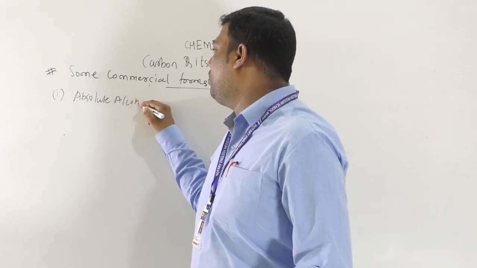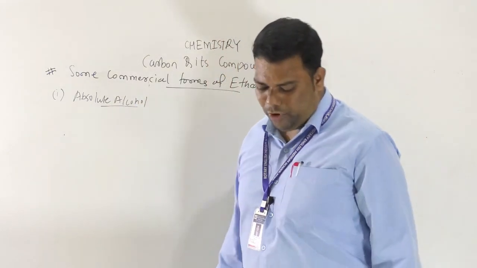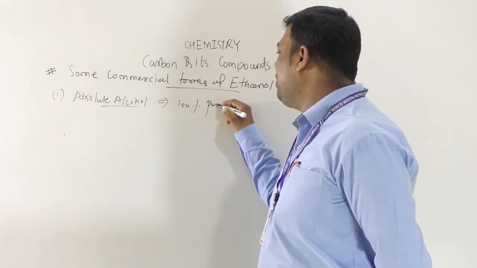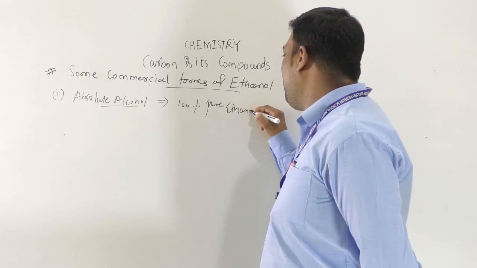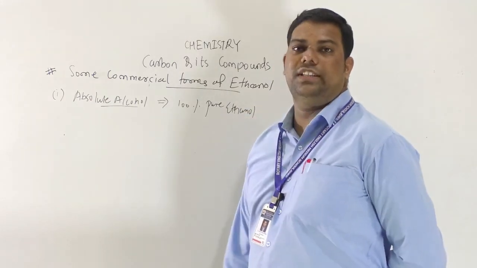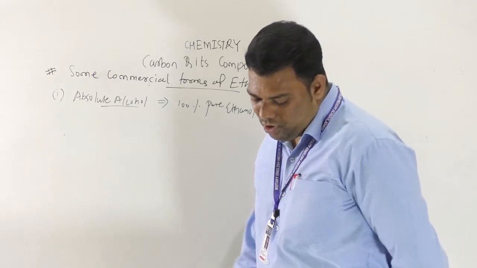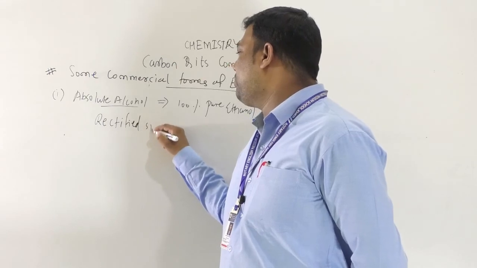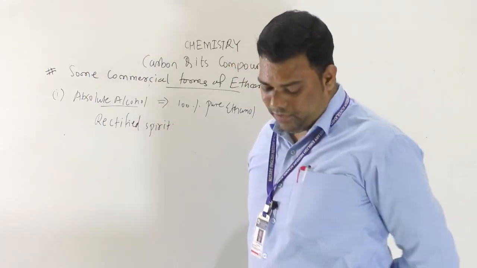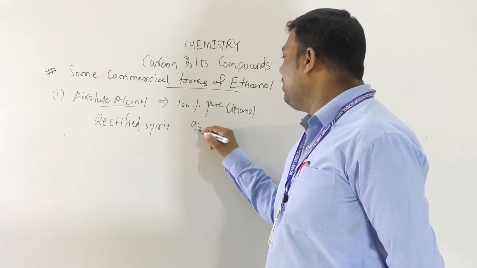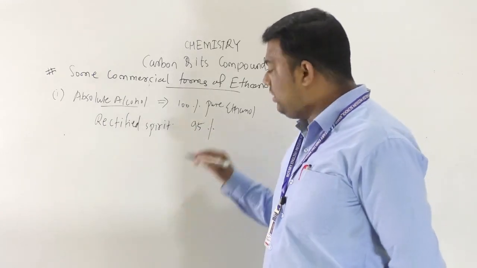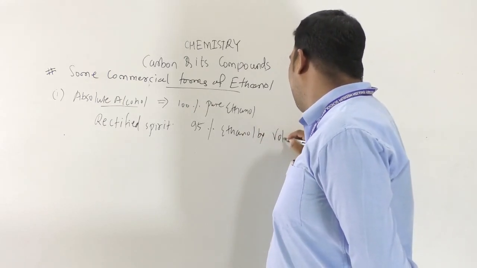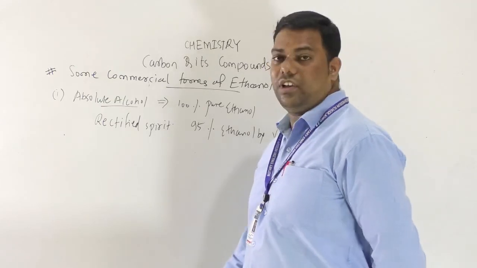Absolute alcohol. So beta, absolute alcohol means what? It is 100% pure ethanol. We can call it by another name, rectified spirit. What is rectified spirit? It is 95% ethanol by volume. Okay.